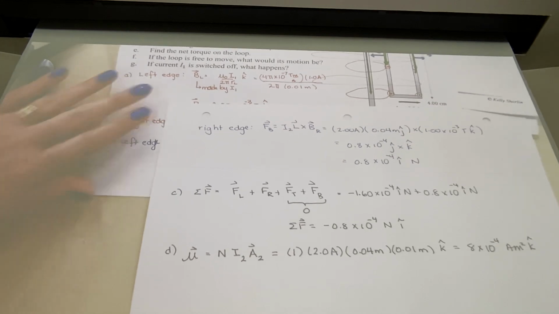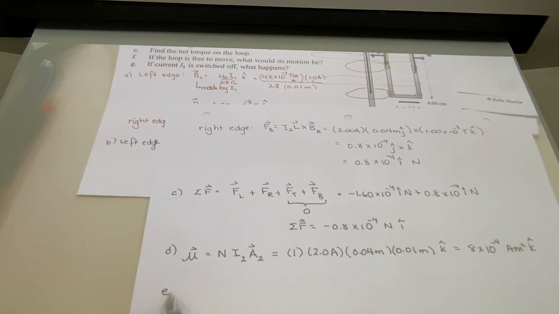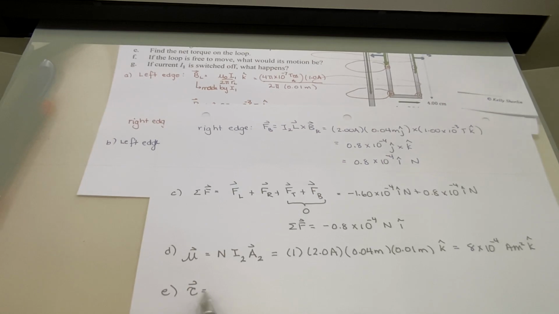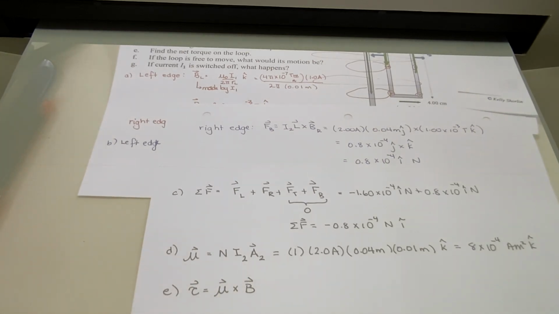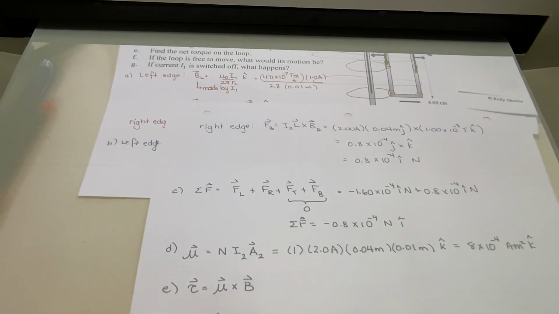Part E, find the net torque on the loop. So if we want to find torque, we remember that that's mu cross B. Our magnetic moment we found is out of the page.